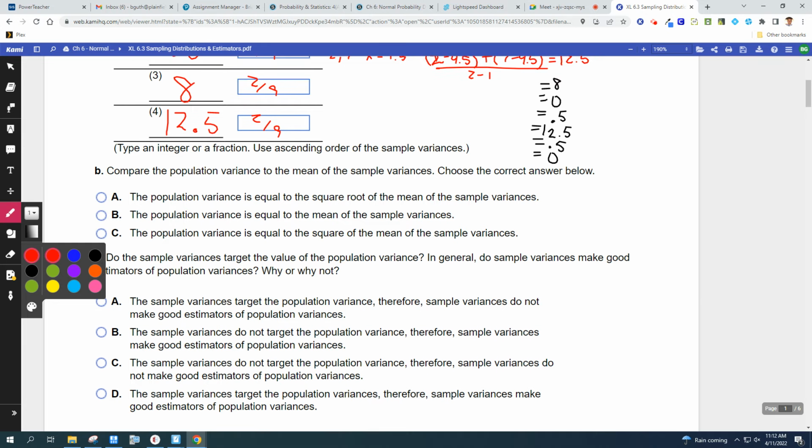Part B says compare the population variance to the mean of the sample variances. And I think this right here kind of gets to the main idea of the lesson. We're comparing the overall population variance with the mean of the sample variances. So let's do the mean of the sample variances first. Okay, we know how to find the mean. You add them up and divide by the number of numbers.